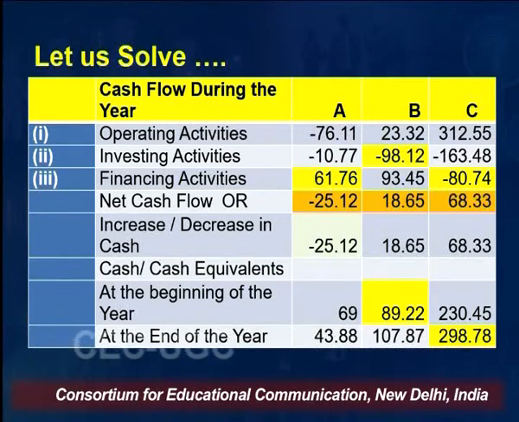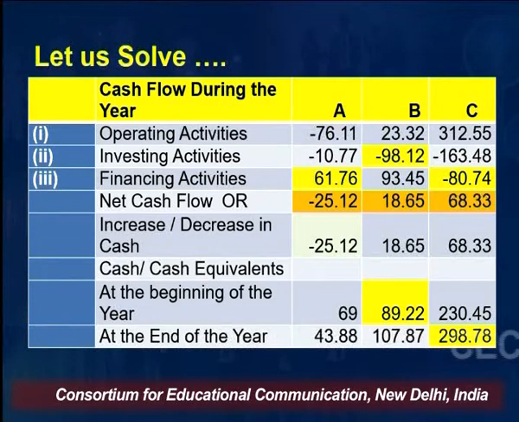So here comes the clue. Everything else is available except cash flow from financing activity. The question provided us the opening balance of cash and cash equivalents, which was 69, and the closing balance of cash and cash equivalents, which was 43.88. There is no rocket science here. I simply tried to find the difference between the opening balance and closing balance. If you look at the opening balance, it was 69, which is greater than the closing balance, 43.88.